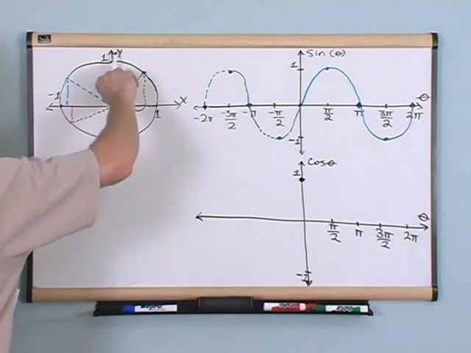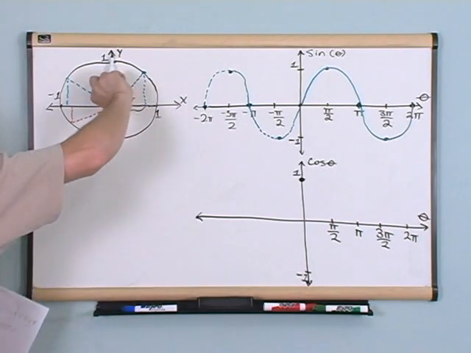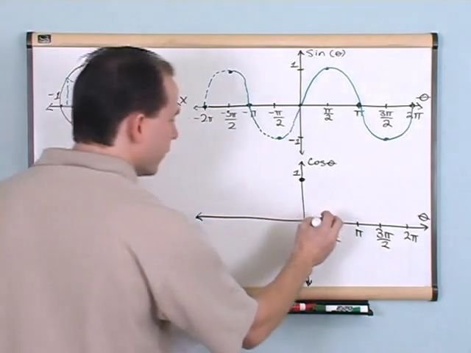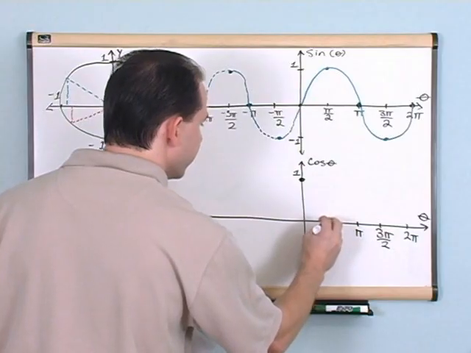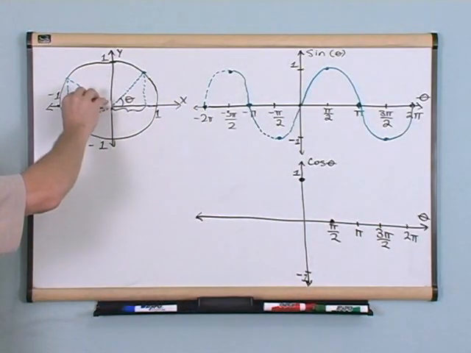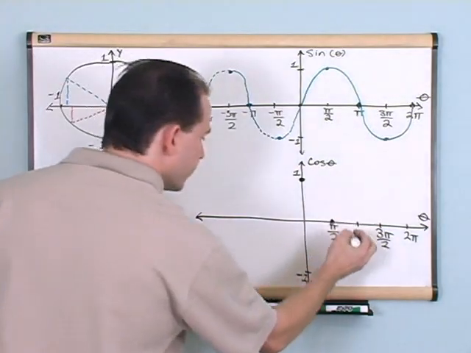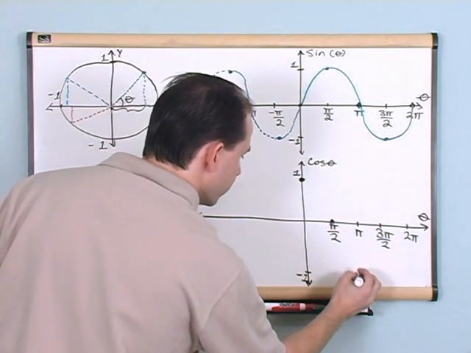As we rotate up to pi over 2, again we're looking for an x component. There is no x component because this lies fully along the y-axis. So cosine of pi over 2 is 0. As we continue over here to pi, I'm looking for the cosine of pi, the x component. It lies fully along the x-axis, but I'm in the negative direction. So the cosine of pi is simply negative 1.